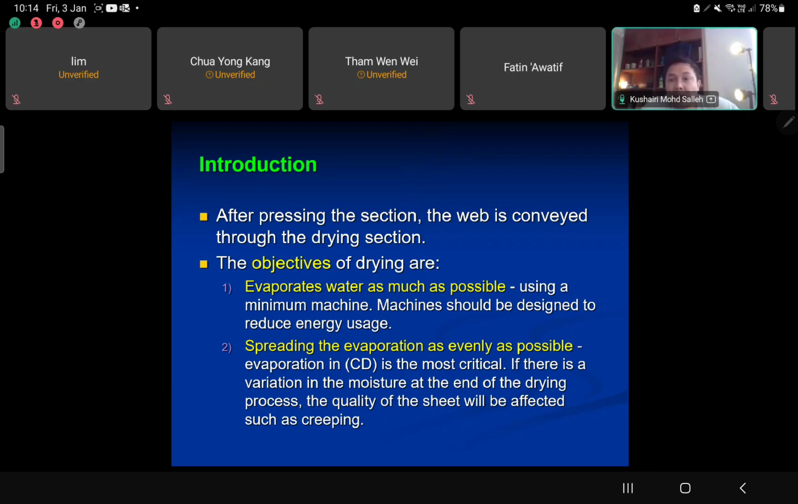So evaporation in the cross direction of the machine is the most critical. You have the machine direction and also the cross direction. Usually the cross direction is the most difficult one. If there is a variation in the moisture at the end of the drying process, the quality of the sheet will be affected, such as creeping.